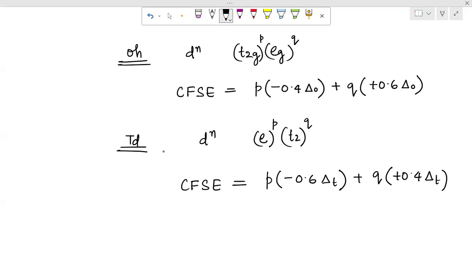So corresponding to all the complexes that we wrote in the previous session, we are going to try out the configuration and we'll also calculate the CFSE. Let's do it.